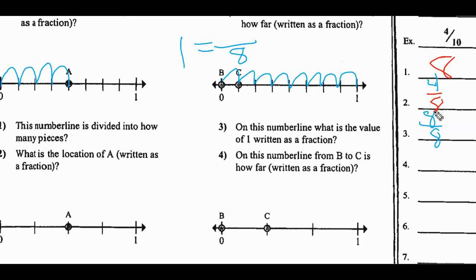Okay. Then it says on this number line from B to C, it's how far? Well, look. How far is from B to C? 1. What was my denominator? 8. So how far is from B to C? 1/8.